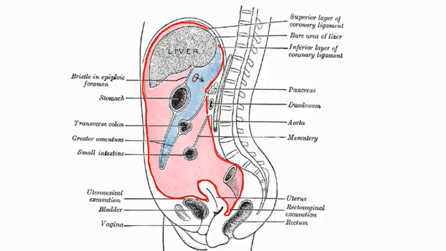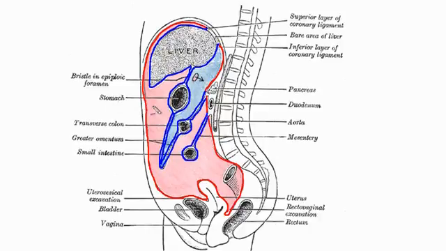And where the peritoneum surrounds the viscera, the organs within the cavity, it's called the visceral peritoneum. I'm going to draw this on in blue. So now we've got the red parietal peritoneum and the blue visceral peritoneum. It's one continuous layer, but where it surrounds the organs it's called the visceral peritoneum.